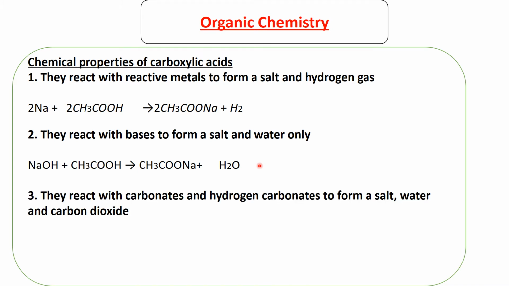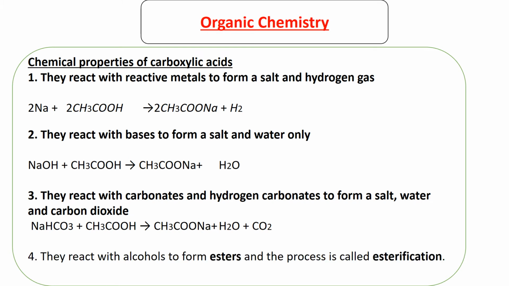Then the third is they react with carbonates and hydrogen carbonates to form a salt, water, and carbon dioxide. So this is also true for any kind of acid. An acid will react with a carbonate or a hydrogen carbonate to form a salt, water, and carbon dioxide is going to be given out. So we have sodium hydrogen carbonate reacting with ethanoic acid to form sodium ethanoate plus water plus carbon dioxide.